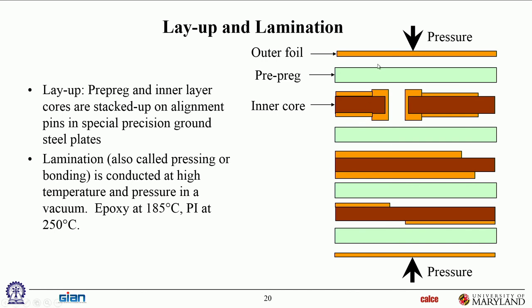They're aligned very carefully. Alignment is extremely critical because all the pads on this one have to line up with pads on the next one and so on. So they're usually aligned in precision jigs, and then you press them all together and put them through a lamination oven. And the prepreg layers get fully cured, and that's how everything gets glued together. So as an example, epoxy prepregs, you would have to cure them during lamination at 185. Polyimides, you would have to cure them at 250 degrees C and so on.